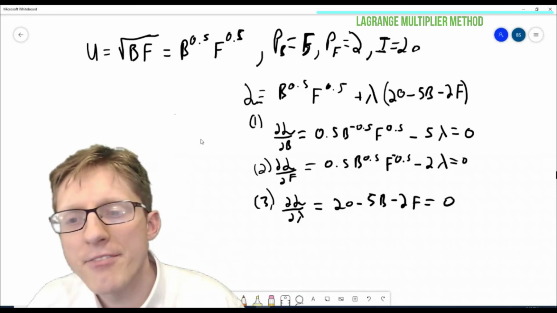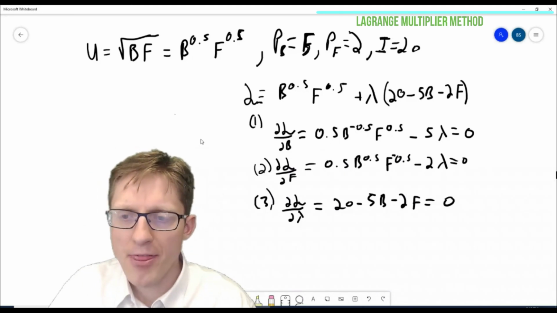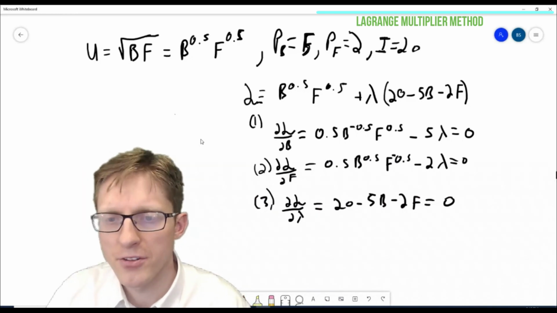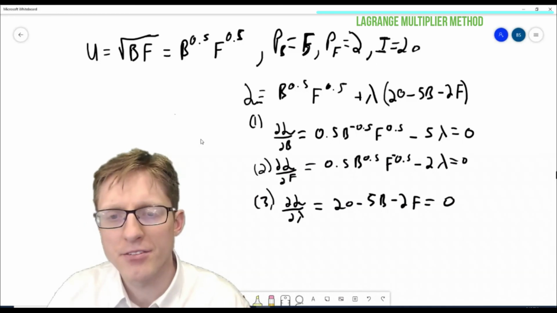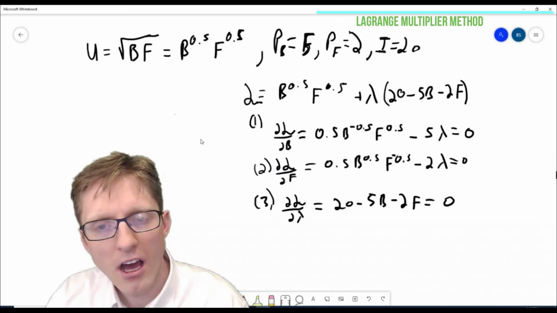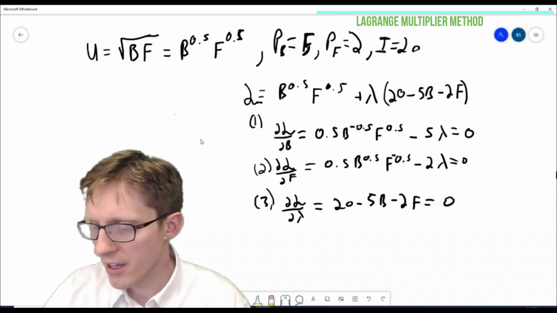Okay, so now we have 3 equations and 3 unknowns, lambda, F, and B, and we just have to solve these 3 equations for the 3 unknowns. I'm going to skip that part right now because that's somewhat tedious and should be optional. But if you have questions about that, ask about it in class.